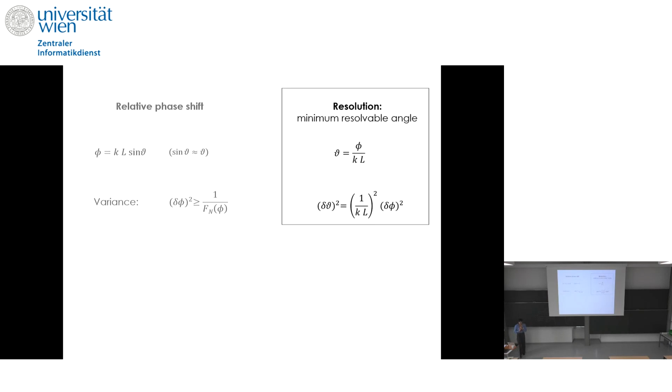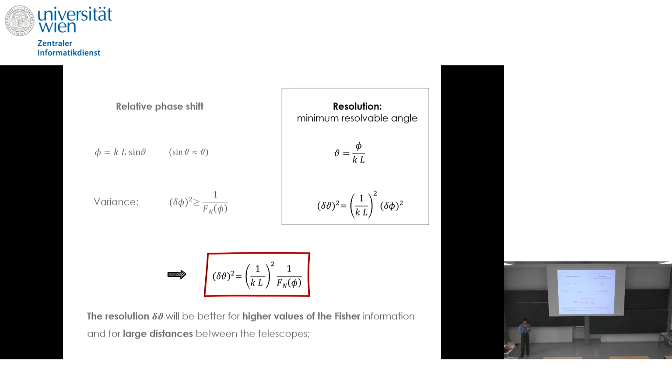The resolution can be defined in terms of the relative phase shift, which we saw before. So we have phi, which for small angles can be approximated to KL theta. We know that the variance for the relative phase shift is lower bounded by the Fisher information. So by combining these things together, we get that the minimum resolvable angle is given by this expression here. It depends on the length L, which is the distance between the two receivers, and the Fisher information. So the higher these two quantities, the smaller your resolution, and the better your imaging.